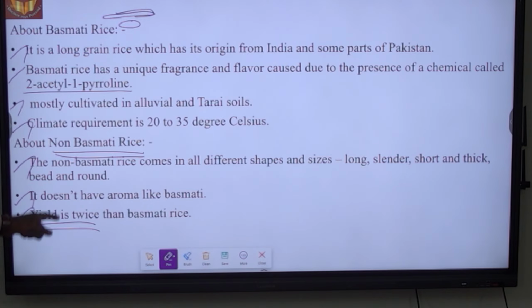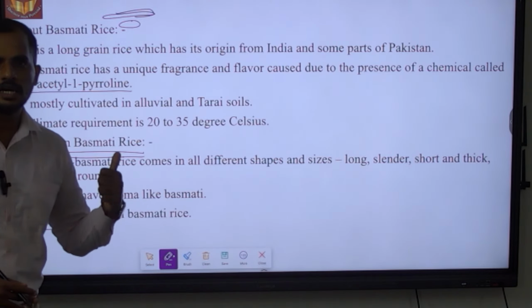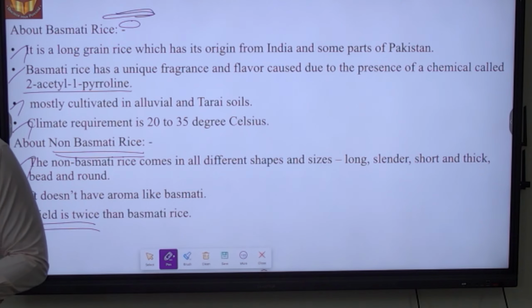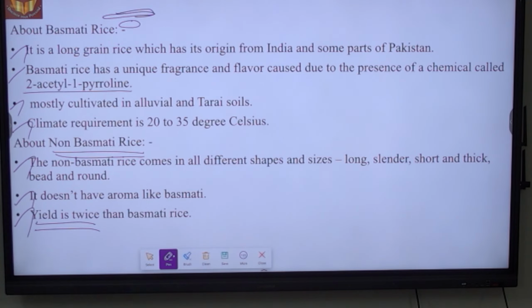That is the reason why the basmati rice cost is very high in the market when compared to non-basmati rice. So this is what basmati as well as non-basmati rice is about, and this is the difference between them also.